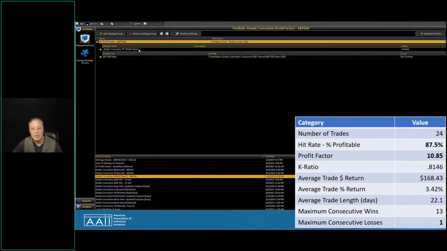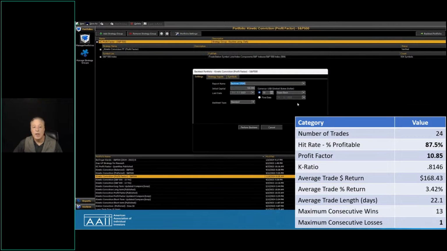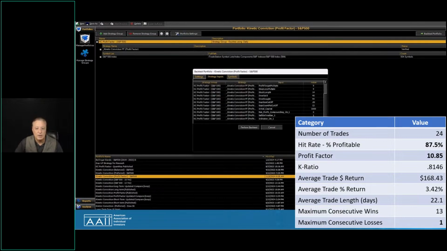Revelation number 6, good investors and traders certainly don't fear technology. And for those that don't want to use it directly, they're open to using the information derived from it to their advantage. In this video, you can see me running a back test on Kinetic Conviction starting on May 8th, 2023. This is the day we released this strategy with MetaStock, and this is run through September. This was from my November lecture. During this period, the strategy had a hit rate of 87.5%, a profit factor of 10.85.